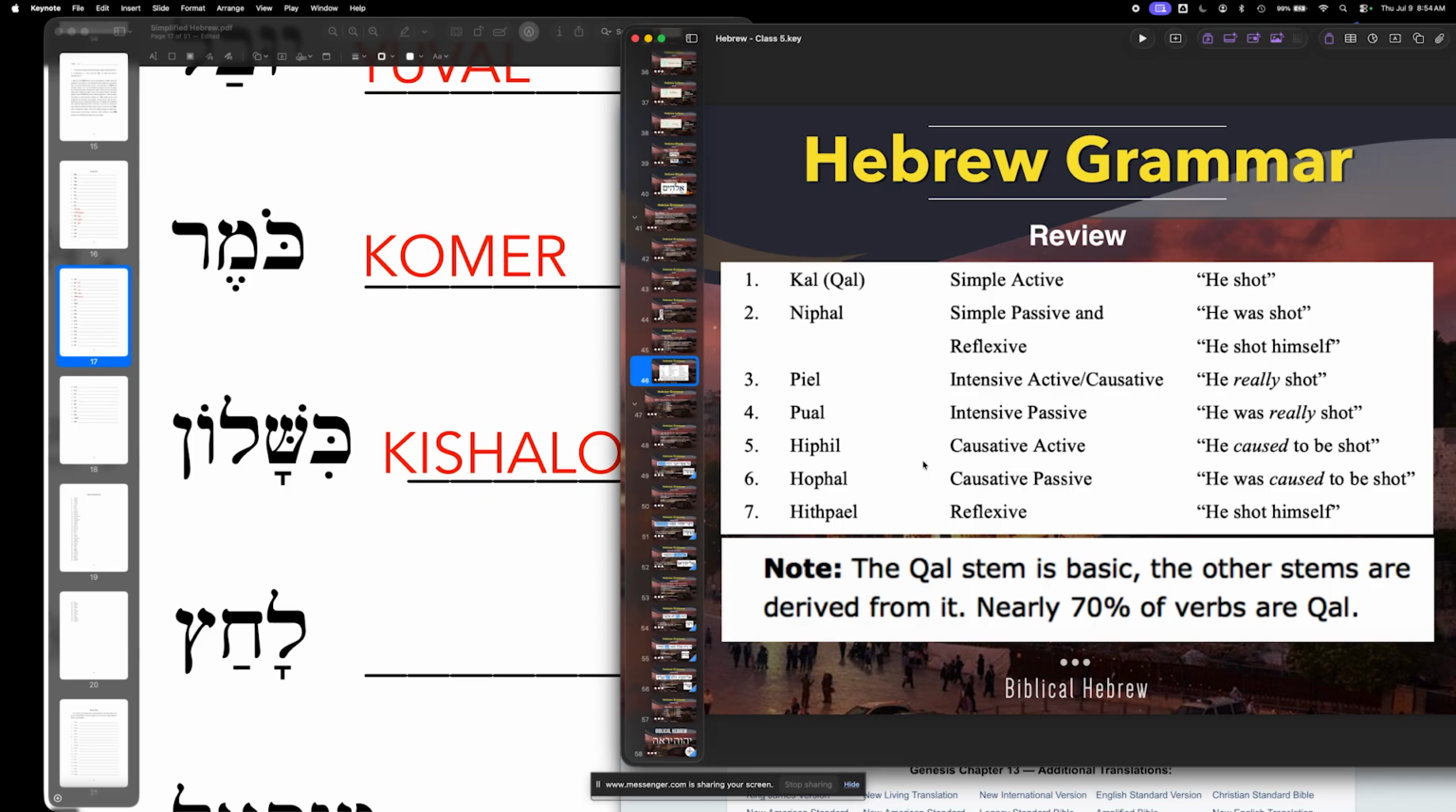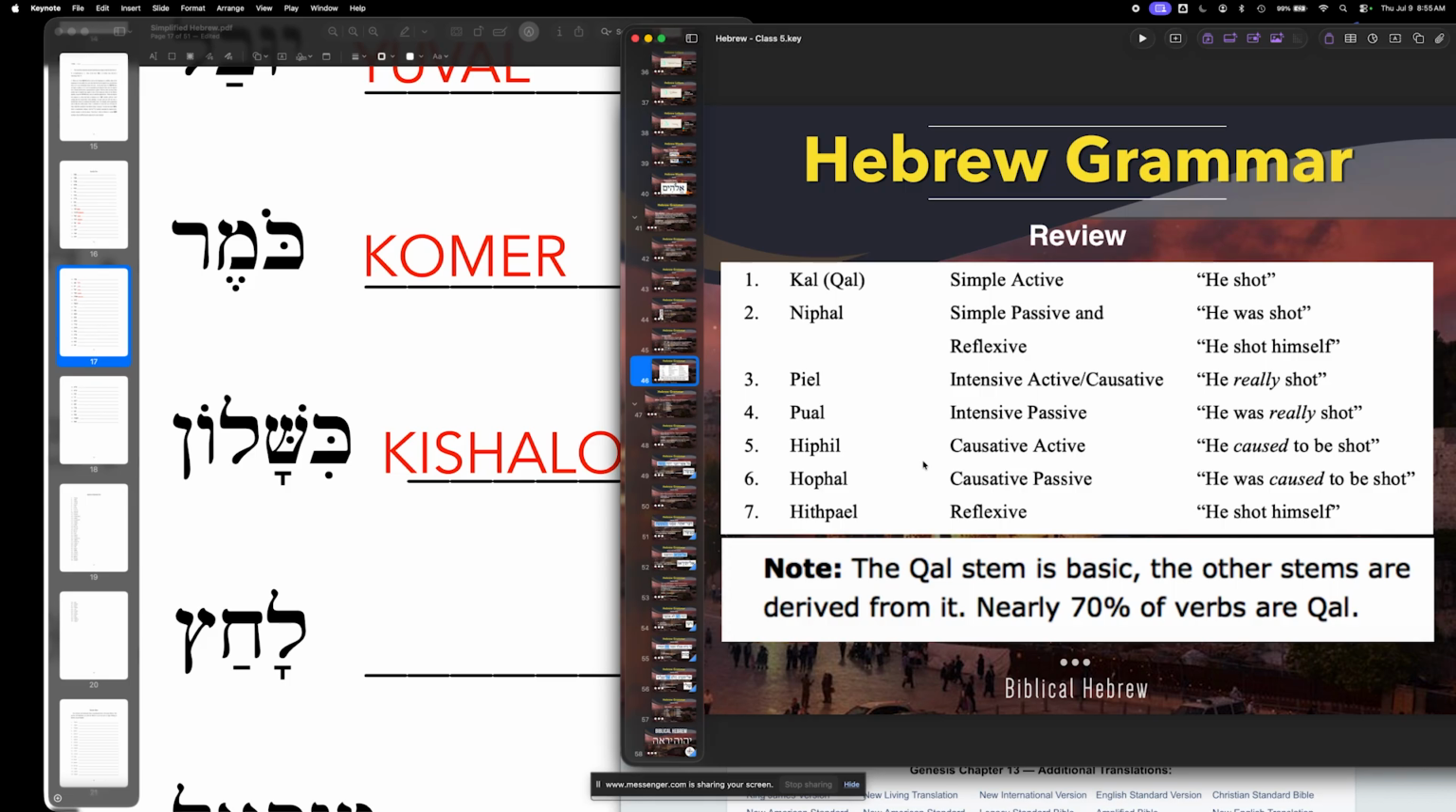Your kal, by the way, is your most basic, probably 70-80% of all verbs in the Hebrew are going to be this simple active kal, which just means the subject is doing the action of the sentence. Whatever that verb is, you're doing it. Simple active, you're doing the action.